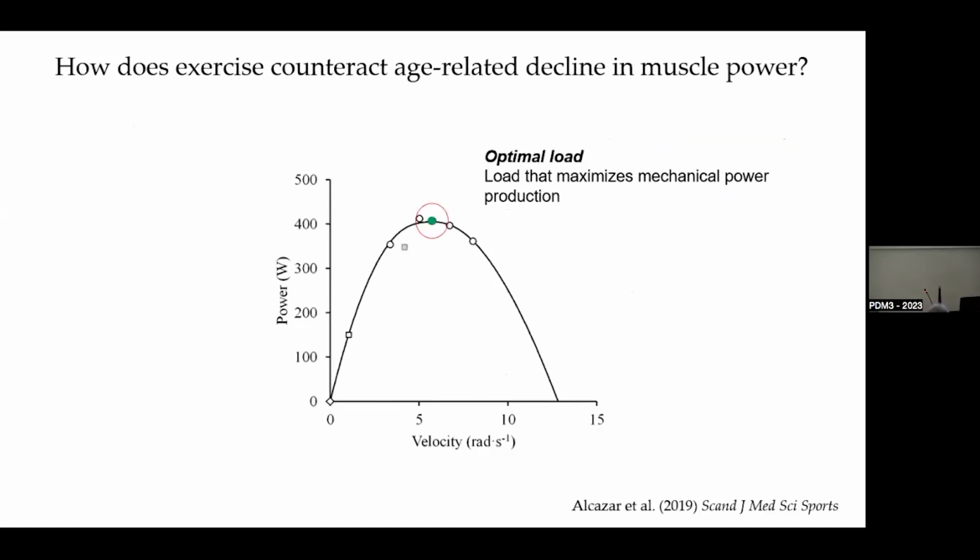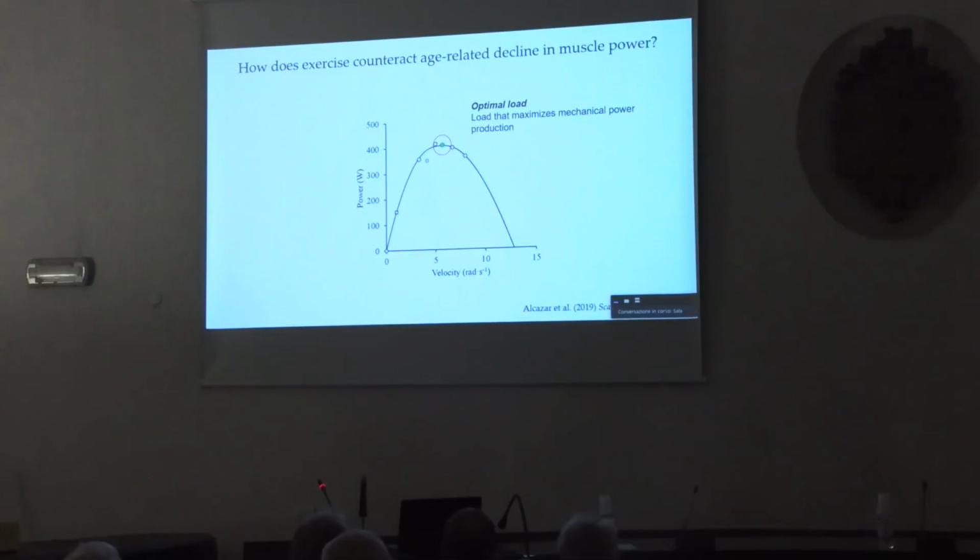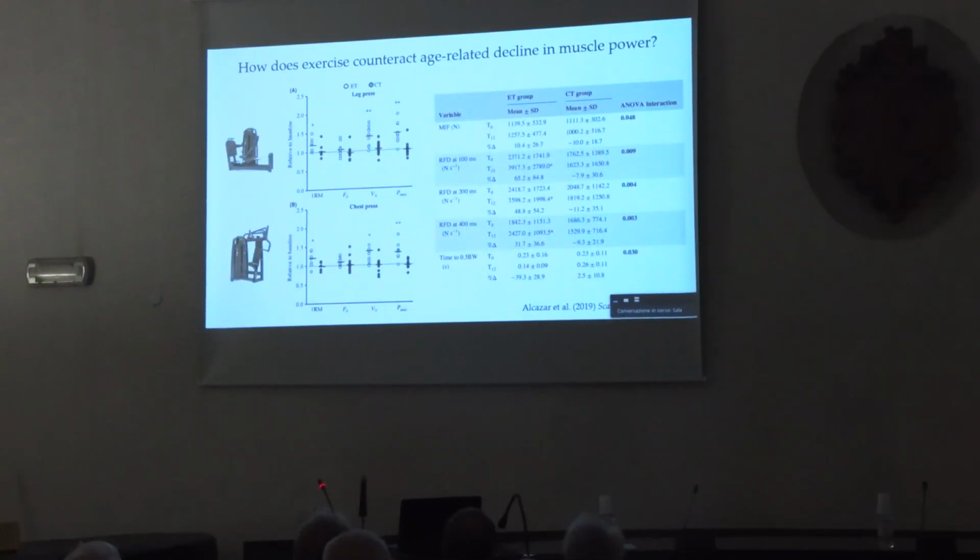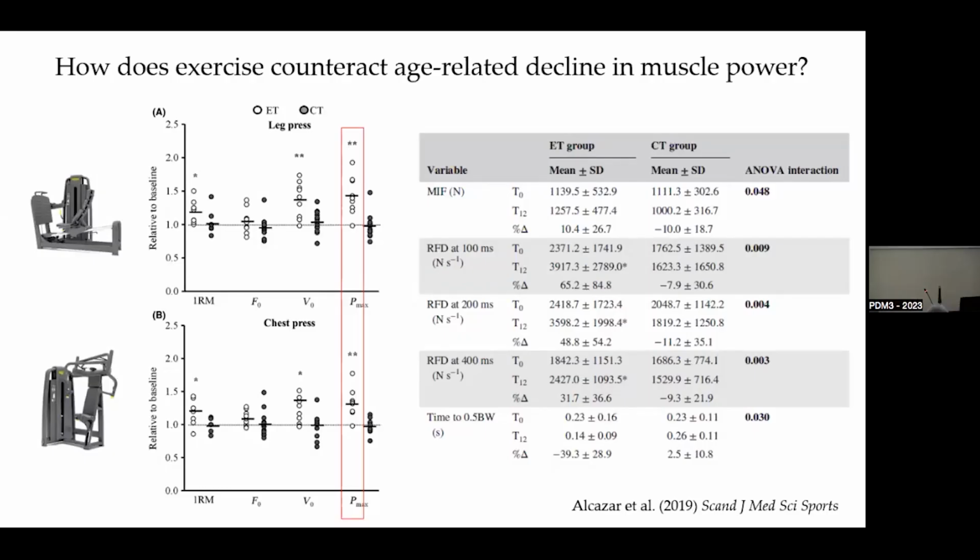Okay, the optimal load is the load that maximizes muscle power. So after an individual assessment of the force-velocity relationship, we selected the load that maximized power production, and that was the load used during the training program. What we observe, and we can focus first on maximum muscle power adaptations, is an increase of around 40% in maximum power in the intervention group when compared to the control group.